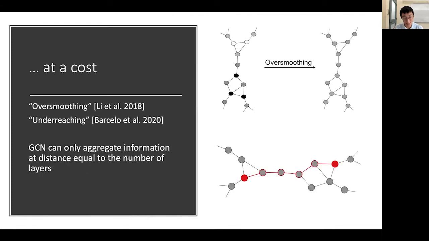The second problem is called underreaching. Because of the network structure, the depth of the network is tied to the distance that features can be aggregated. So if you have a very long skinny graph, you may need a very deep network to aggregate features from the whole graph. This runs into the oversmoothing problem. And we will propose a way to extend the range without the problem of oversmoothing by using scattering priors through an architecture based on the geometric scattering framework.